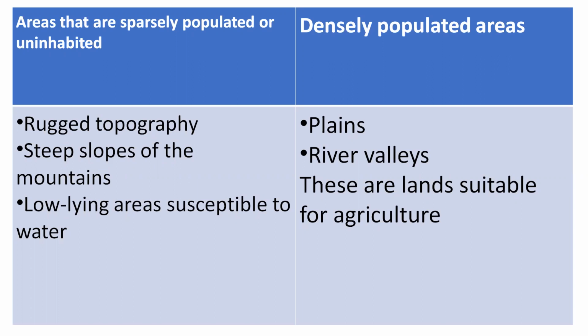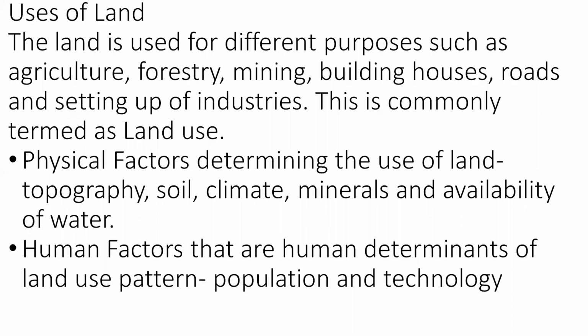and low-lying areas which are susceptible to water in the case of flood. Densely populated areas are plains, like the northern plains in our country, the northern part of India, and river valleys. These lands are more suitable for agriculture since they have a regular source of water and they are more fertile in comparison to the other parts of the land.